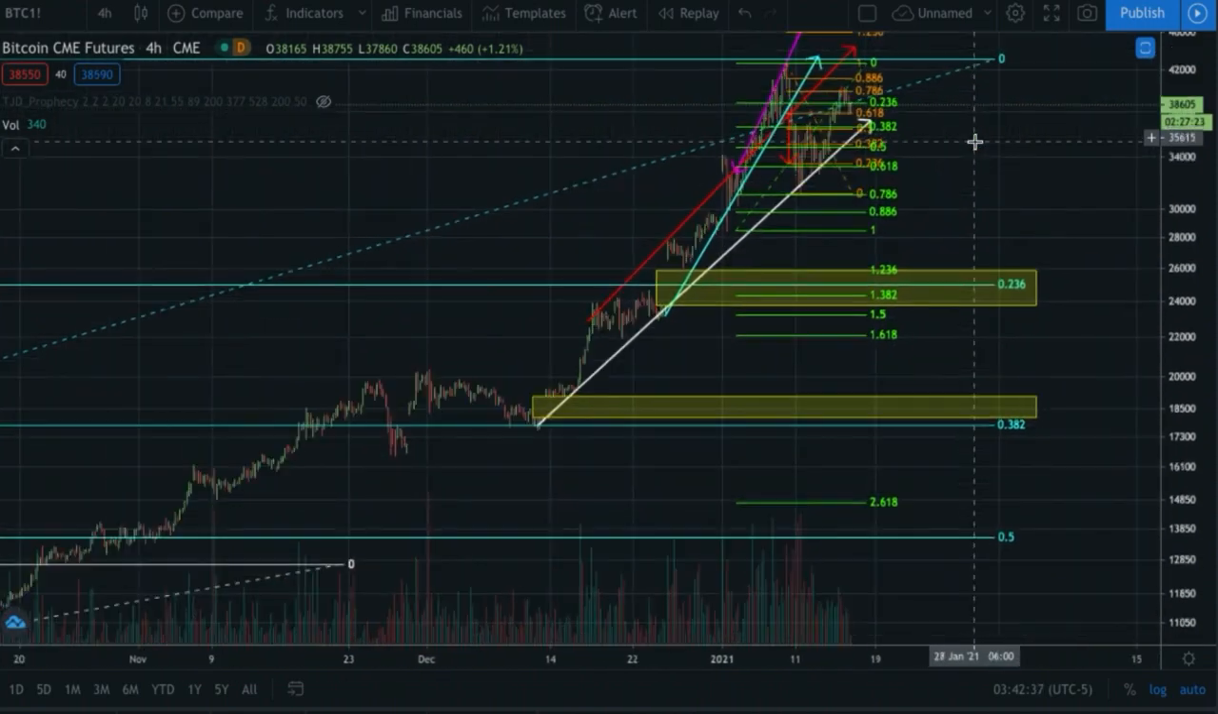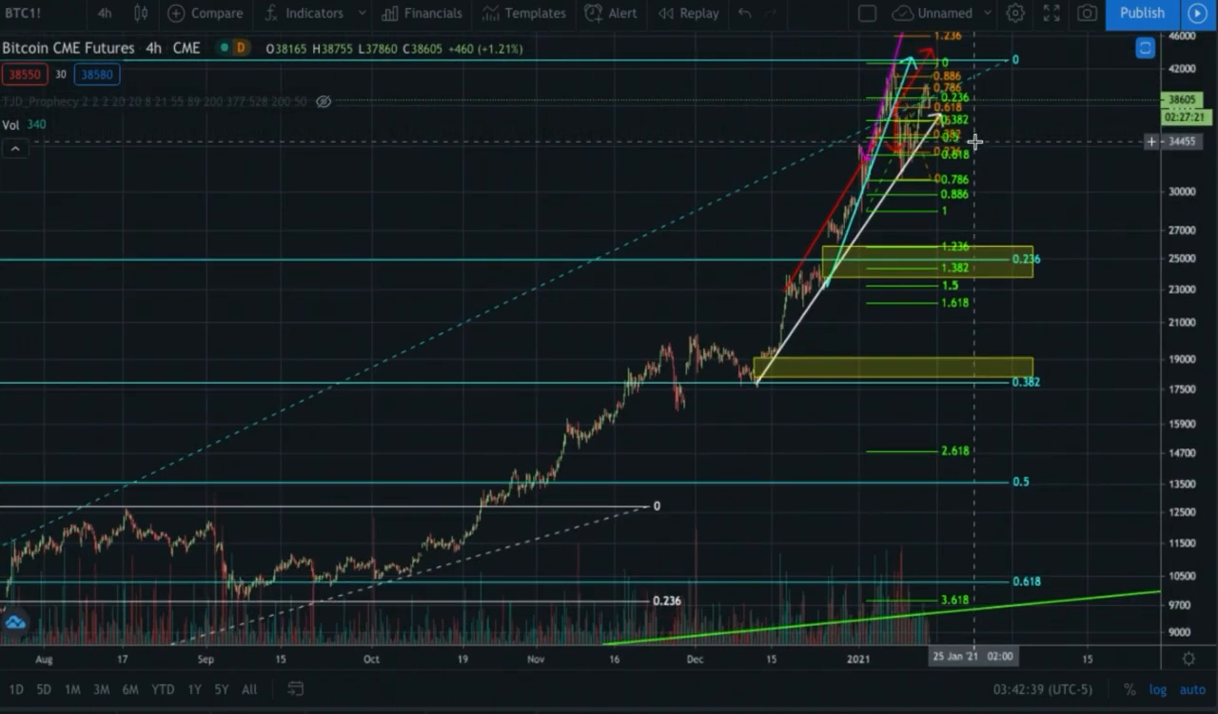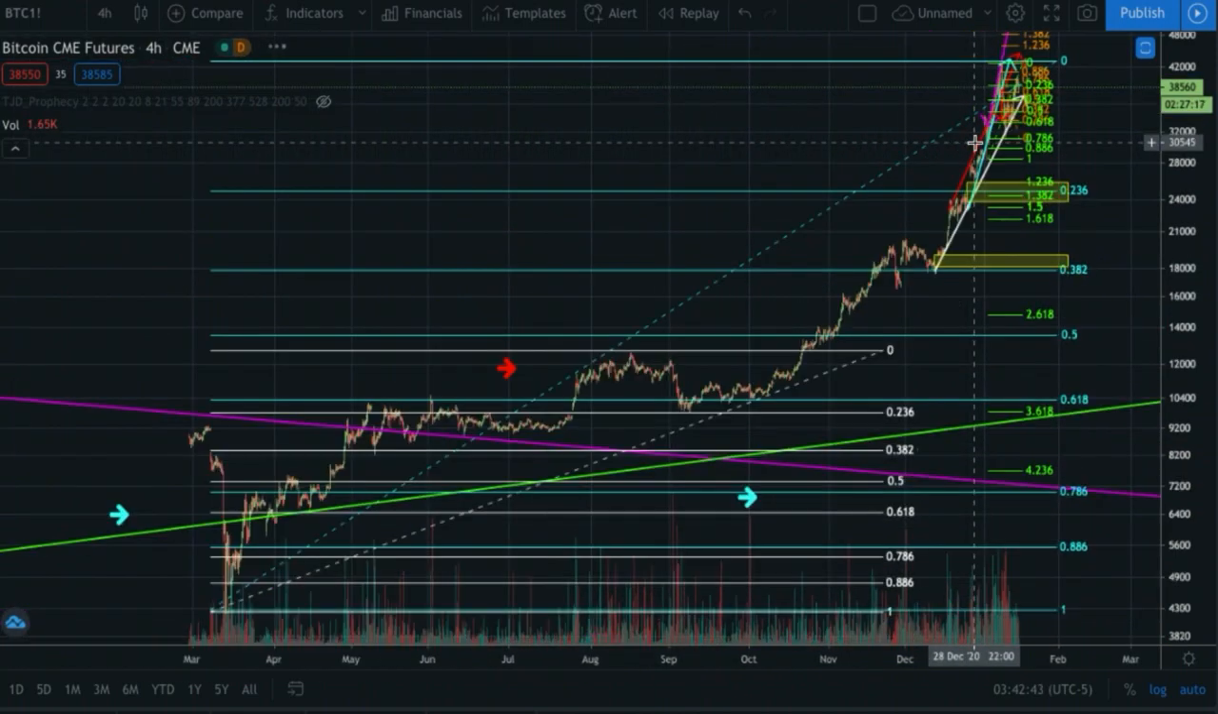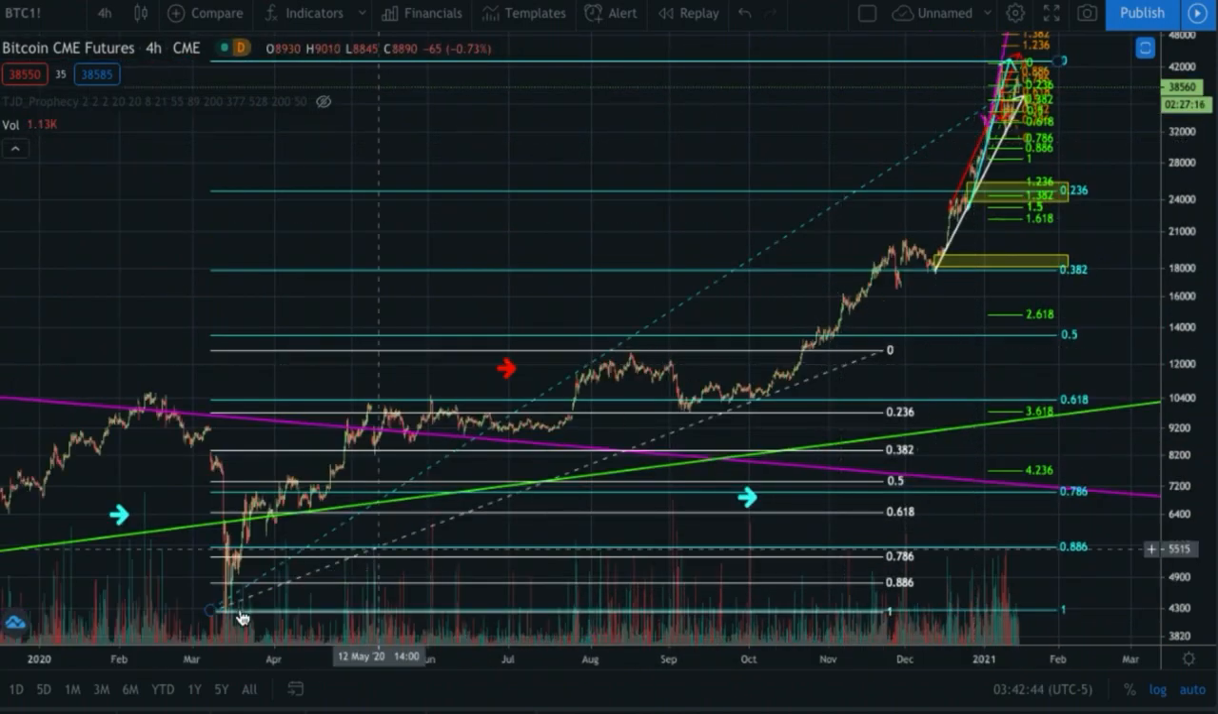Trade responsibly. Let's zoom way out here and look at this whole move up. Essentially from way down here at, it was like $4,000 on CME back in March for the little crash, we got initially this move up to here where we put in that head and shoulders pattern breakdown that came down exactly to the 236 and then got continuation. That's an extremely bullish move.